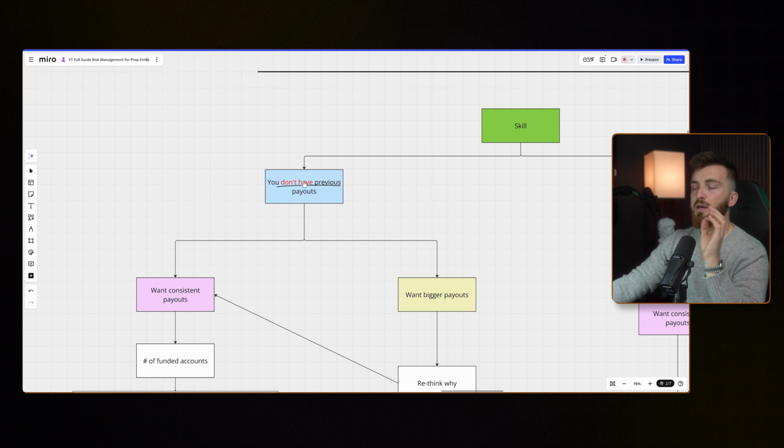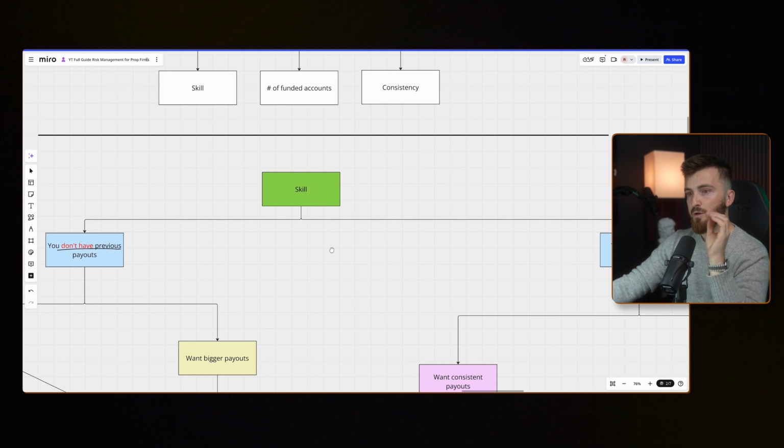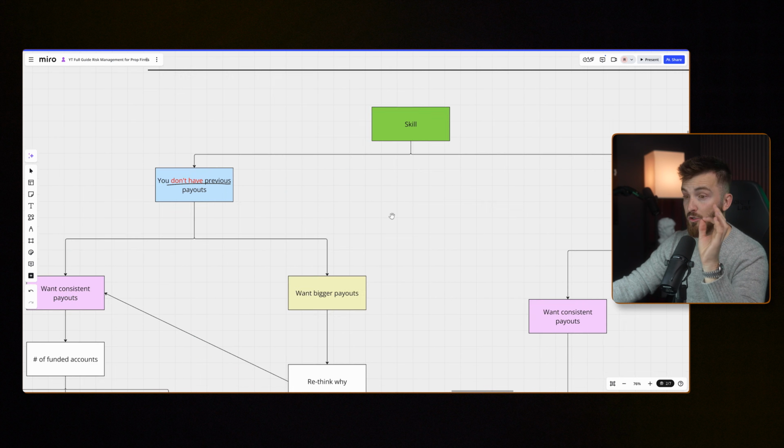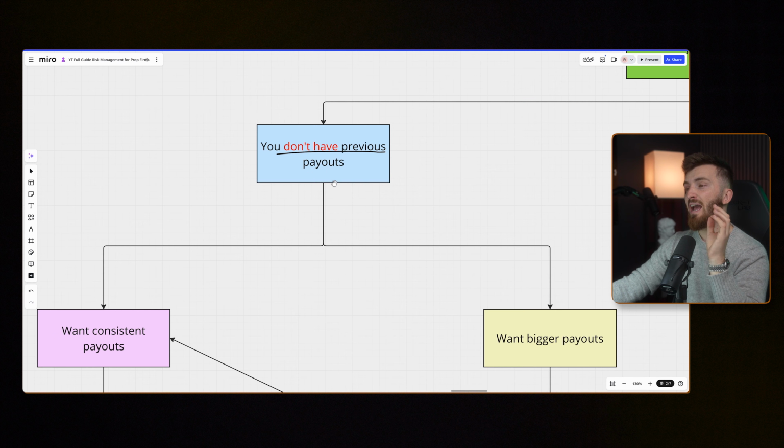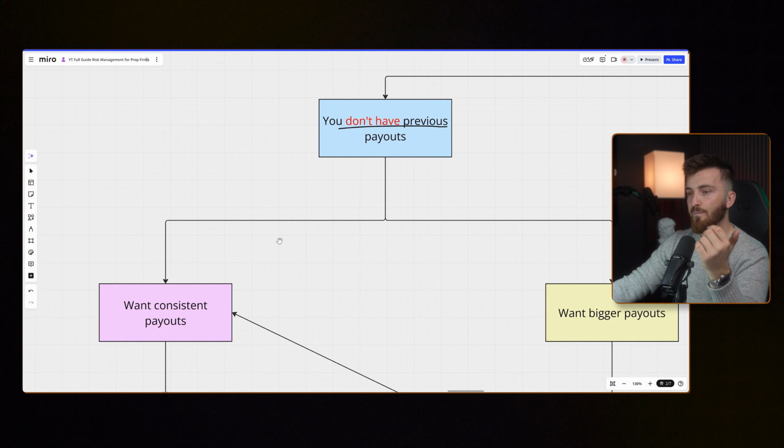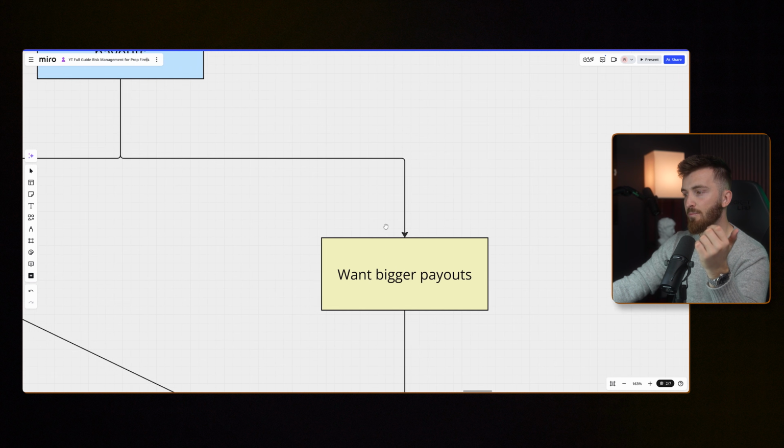Now, for the skill, we are going to divide it into two. You don't have previous payouts and you have previous payouts. This is going to be very important. So if you don't have previous payouts and you get funded, you've gotten funded right now, you either want consistent payouts or you want a bigger payout.